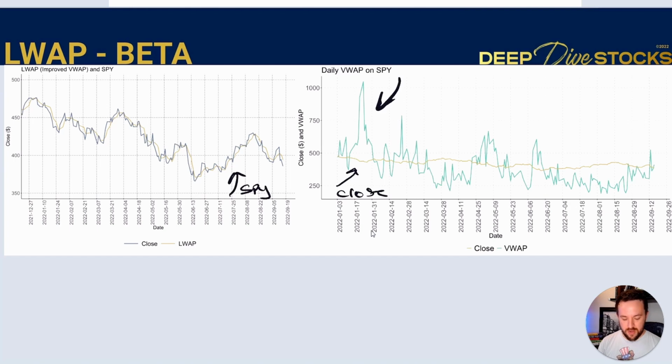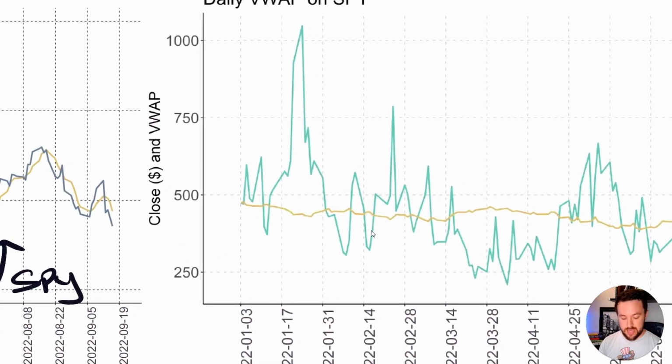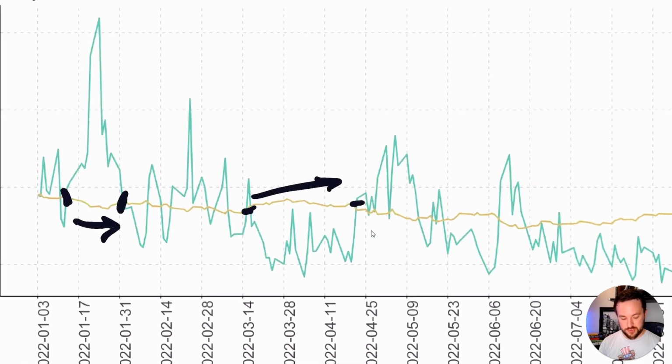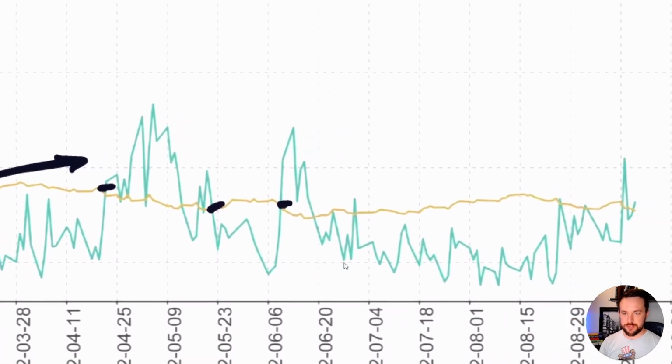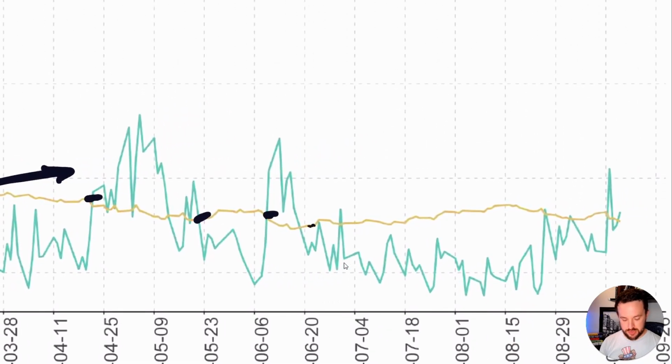But look at VWAP doing some wild things, right? Now, credit where credit is due. VWAP is still, for what it's worth, accurate, right? So we have here is down and VWAP is above the price. We have here is modestly up and VWAP is below the price. So credit where credit's due, right? Like it still does its job, kind of, right?